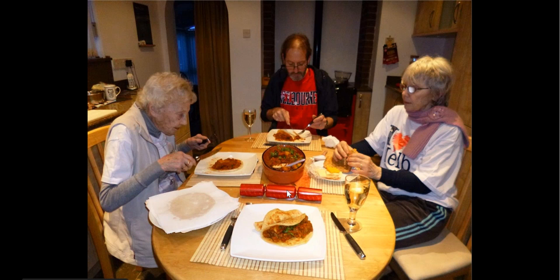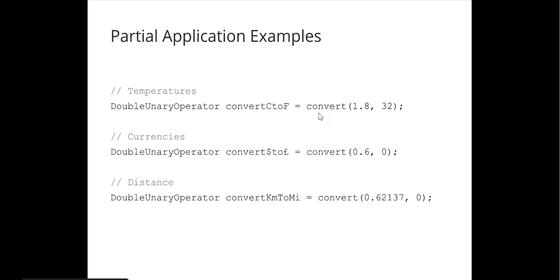So, you know, partial application is the eating of the curried function. So, in our partial application examples here, we pass in the arguments for centigrade to Fahrenheit, 1.8 and 32, or for currency conversion, 0.6 and 0, or for kilometers to miles, 0.62137 again, and 0 is the base factor. So we've applied some of the arguments to the function, but not all of them, and got a new function back in return.